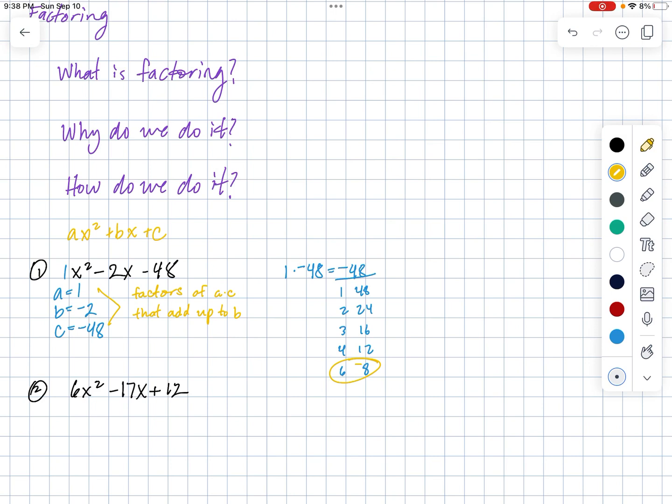So in a problem where the leading coefficient, or the A value, is 1, once we have found the factored pair that adds up to B, all we have to do is write those in the parentheses. So x plus 6 times x minus 8. And that is factored form for x squared minus 2x minus 48. You're done.